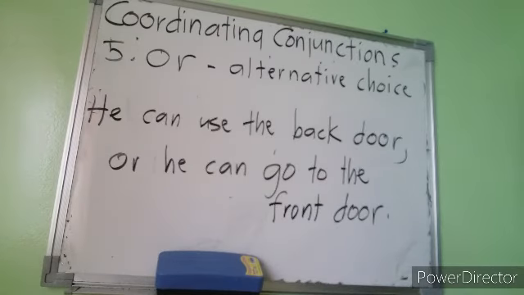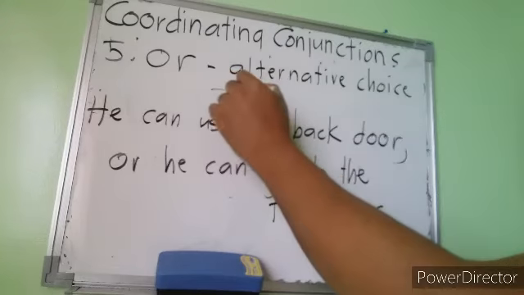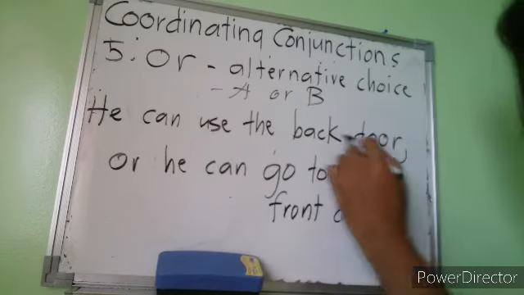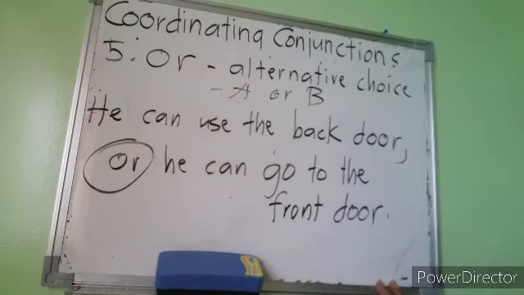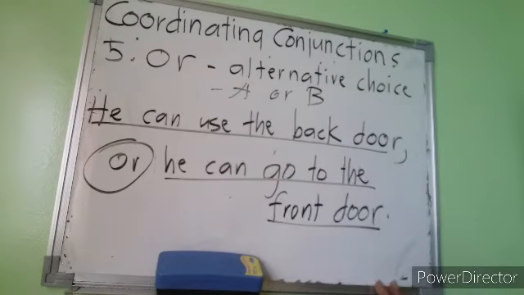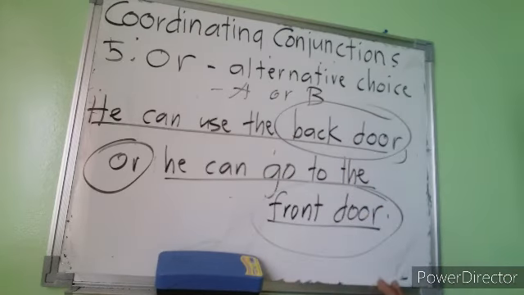And then we have number 5, or. So or, as we have said, is like an alternative choice. So it could be A or B. So for example, he can use the back door or he can go to the front door. So this is your coordinating conjunction. This is your first sentence, and this is your second sentence. So there is a choice here. It could be A or B. So he can use the back door or he can use the front door. So it's up to him, whatever his choice is, like that.